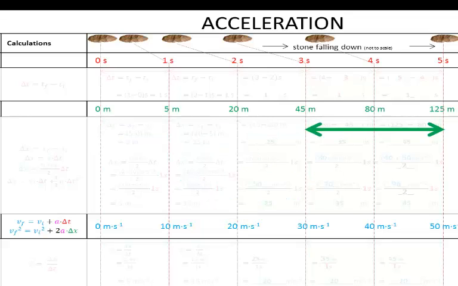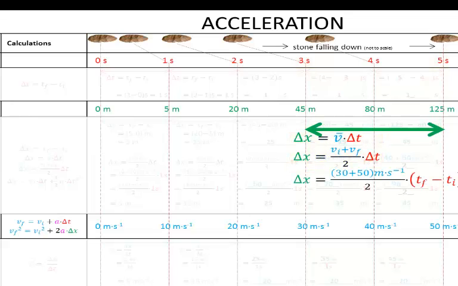Let's take another interval. Let's take the interval from t equals 3 seconds to t equals 5 seconds. How far does the stone go during this time? Let's calculate it using this equation. Final velocity for this interval is 50 meters per second. Initial velocity 30 meters per second. So what's the average velocity for that interval? 50 meters per second plus 30 meters per second is 80 meters per second. We halve that. Divide 80 by 2 gives us 40 meters per second. 40 meters per second is the average velocity for this interval.